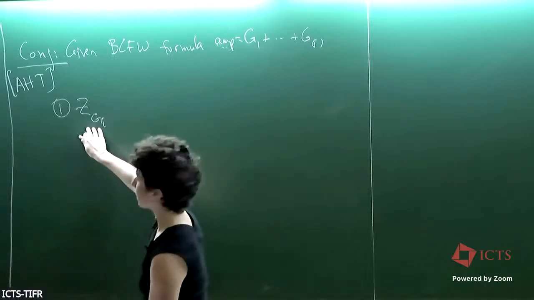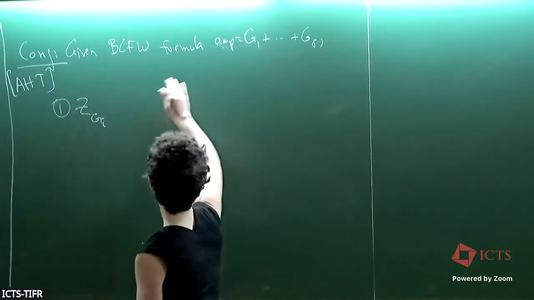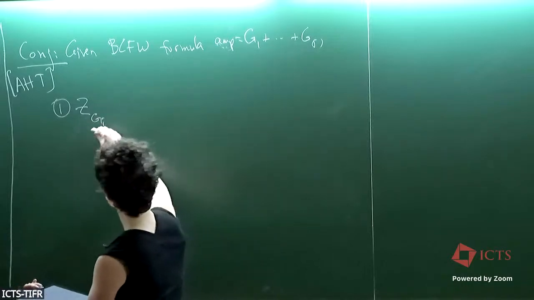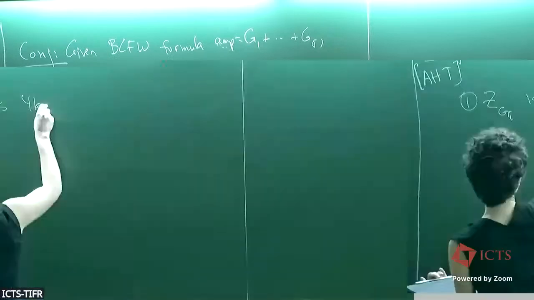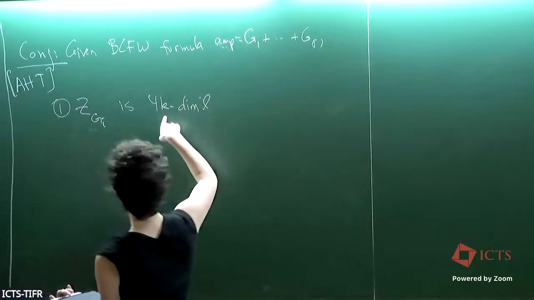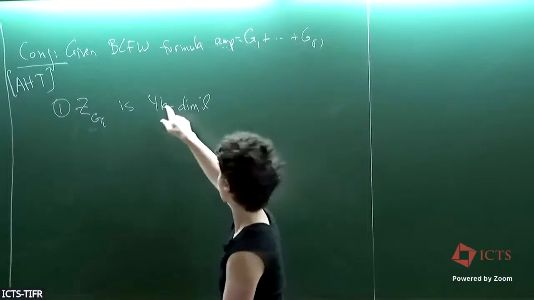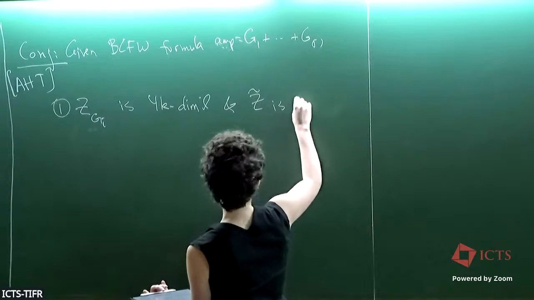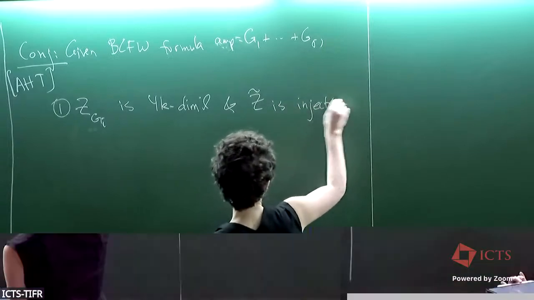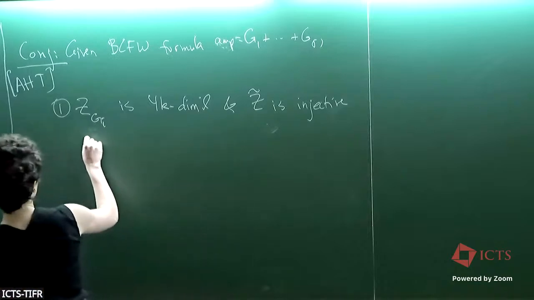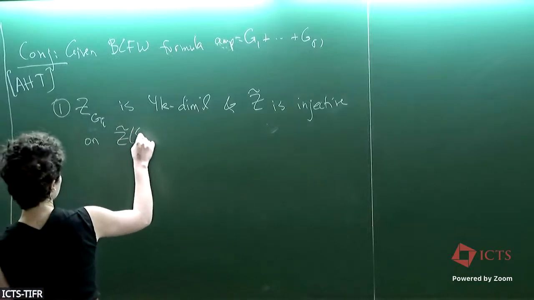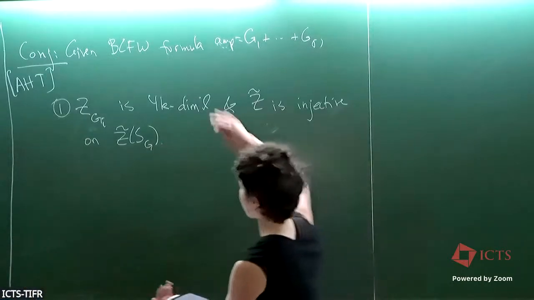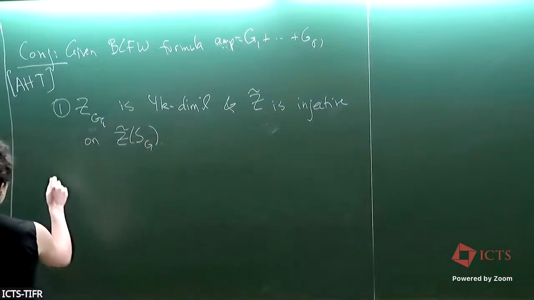What they conjectured is, if you have one of these formulas, then this positroid cell image, so I just pick the positroid cell corresponding to this graph and hit it with the Z tilde map, that image should be full dimensional. So in this situation, that's 4K dimensional. And the Z tilde map is injective on the positroid cell. Okay, I'm going to write all of the things and explain them. So that was the first part.